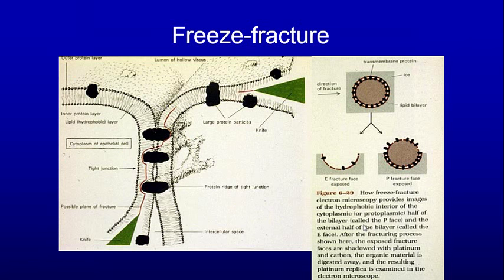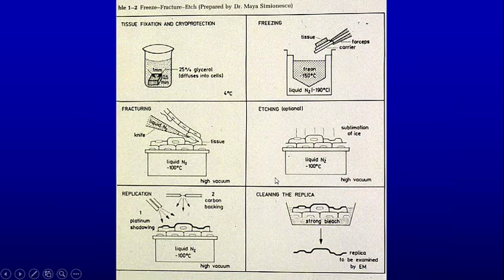Freeze fracture is another way to study membranes, and what happens when you fracture it, the membrane splits down the middle in a phospholipid bilayer. So this is one cell and another cell, and it jumps over to this cell. As you see, if you remove all this from the right here, if you look in that way, you're looking at the outer half, or the ectoplasmic face. But over here, you're looking at the inside half, or the protoplasmic face. So whether you're looking at the E or P face makes a difference in where the cleavage occurs.